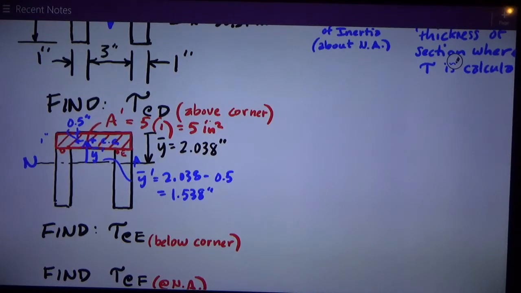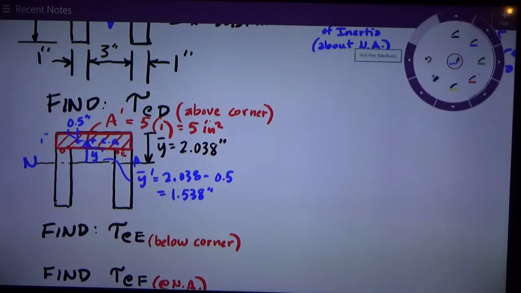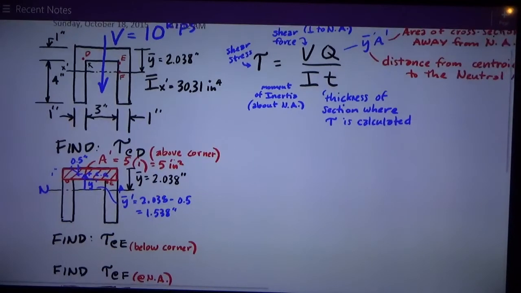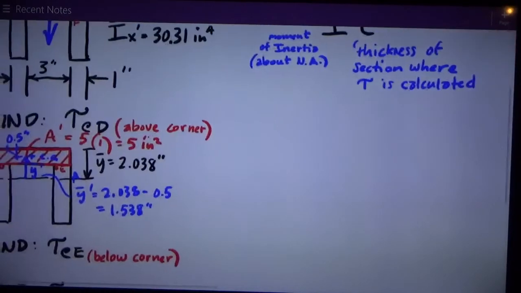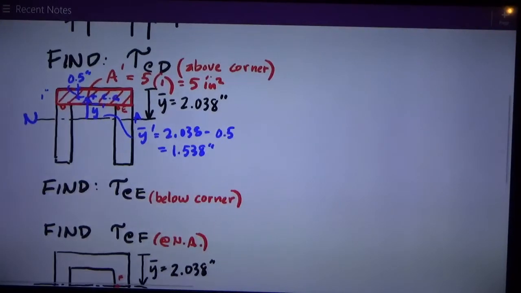Okay, the other thing I need to know is T. T is the thickness of the cross section where tau, shear stress, is being calculated. So for point D, which is barely into that horizontal rectangle, T is this entire width of the section, 5 inches.